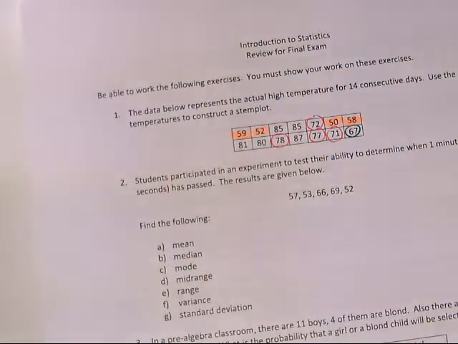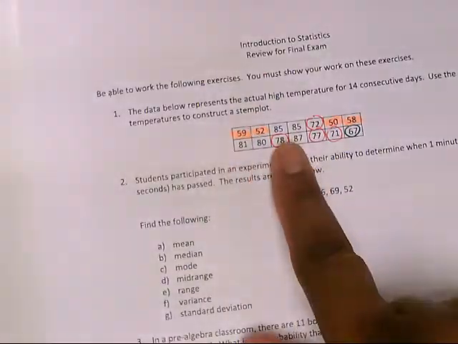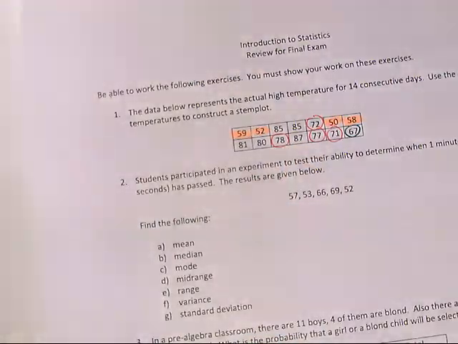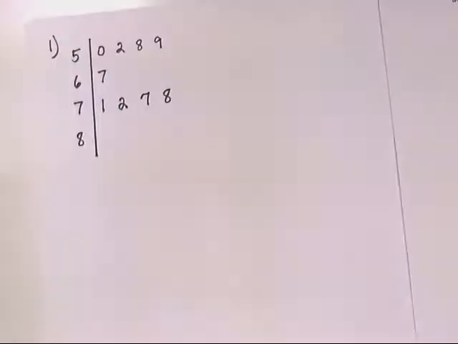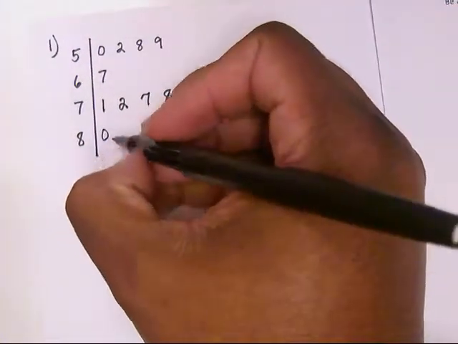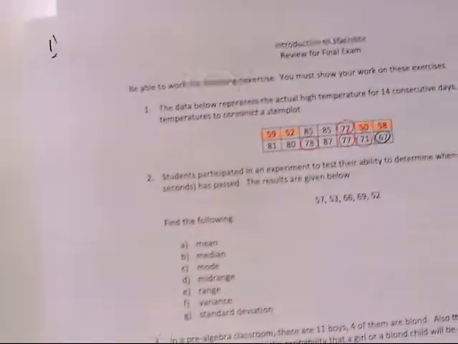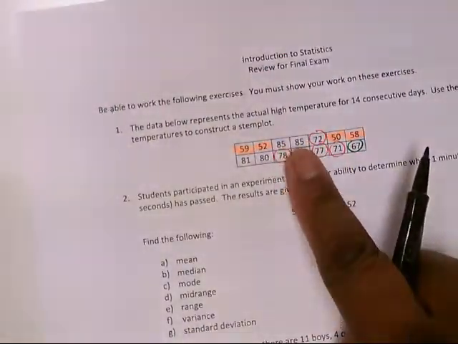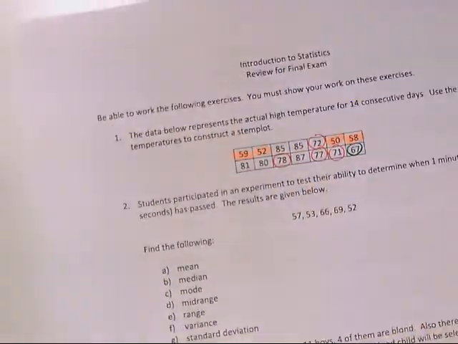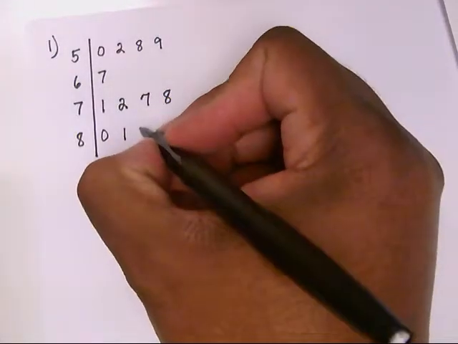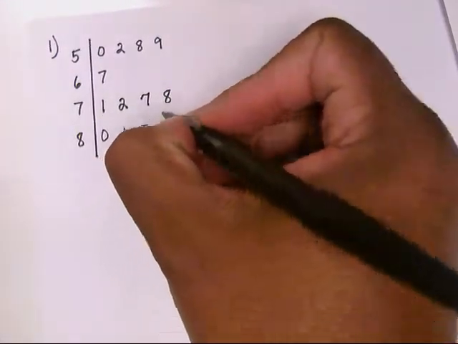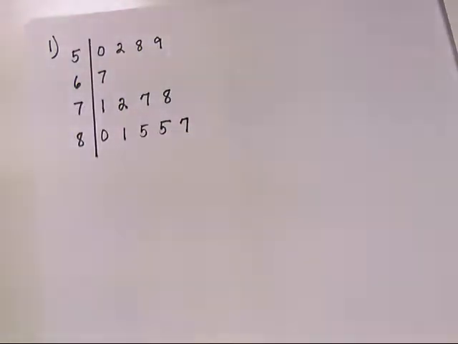And then finally for the 80s, I have a lot of numbers that are in the 80s, like 81, 80, 85 twice, and then 87. So the smallest is 80, so I'll go ahead and write the 0 for the 80, and then 81. And I did say I have 85 twice, so with these stems, I have to account for each data value. So I have to write the number 5 twice, and then the last was 87. Okay, so this is what our stem plot looks like. Okay, so that's problem number 1.